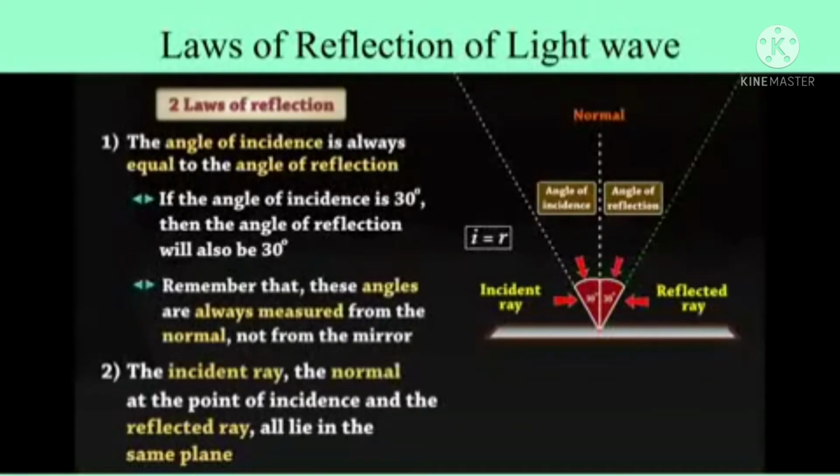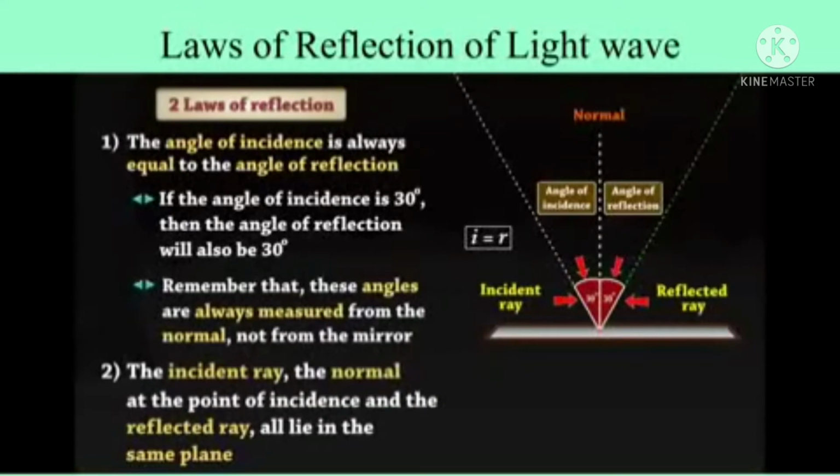First law is that the angle of incidence is always equal to the angle of reflection. That means angle I is equal to angle R. If the angle of incidence is 30 degrees, then the angle of reflection will also be 30 degrees. Remember that these angles are always measured from the normal and not from the mirror surface.